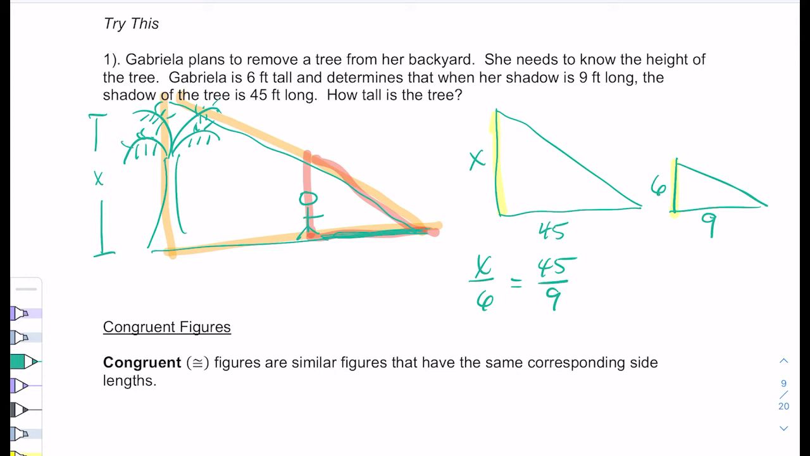How do we solve proportions? Cross multiply and divide. So you've got 9 times x, which is 9x, and then 6 times 45. So you have 9x equals 6 times 45, and 6 times 45 is 270. And then I'm going to divide both sides by 9, and 270 divided by 9 is 30. So the height of the tree is about 30 feet tall.